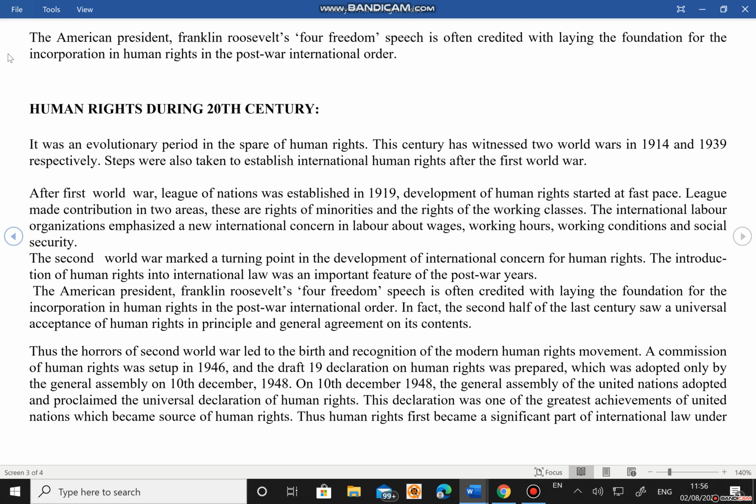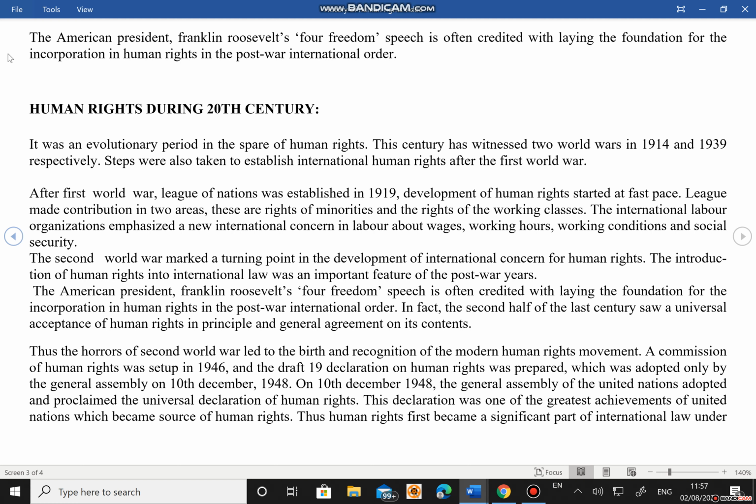The International Labour Organization emphasized a new international concern in labor about wages, working hours, working conditions and social security. Now after the Second World War, which marked a turning point in the development of human rights, American President Roosevelt gave the Four Freedoms speech, which is often said to be the foundation for incorporation of human rights in the post-war international order.